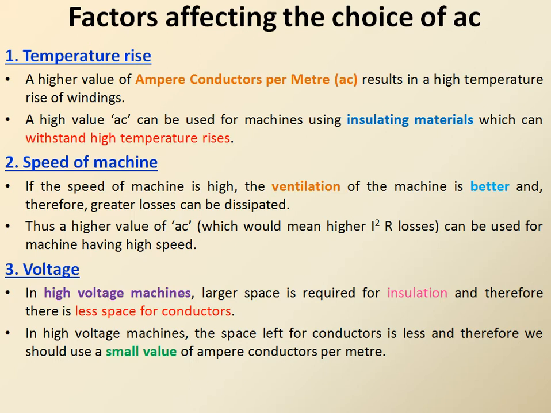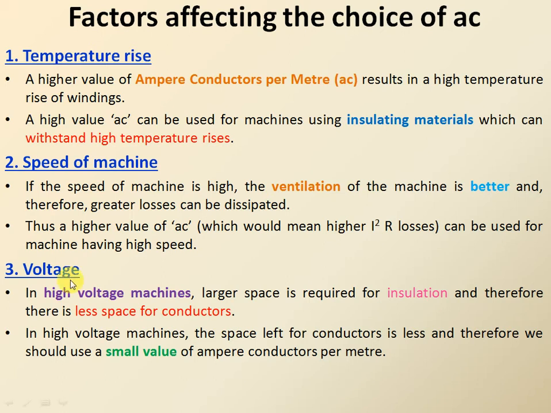So a large value of AC can be chosen only for those materials which are having proper insulation to withstand this high temperature rise. Next factor is speed of the machine. If the speed of the machine is quite large, then definitely it will have a good ventilation system. So for large speed machines, due to this better ventilation property, you can definitely choose a large value of specific electric loading, that is AC.